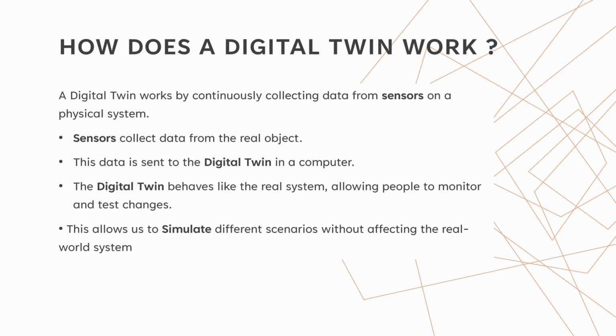So, how does a digital twin work? A digital twin works by continuously collecting data from the sensors of a physical system. The sensors collect data from the real object. Then, this data is sent to the digital twin in the computer. Then, the digital twin behaves like the real system, allowing the people to monitor and test changes. So, when the digital twin mimics the physical system, we can change the values of a particular sensor and see how our system adapts to it rather than changing it physically, which can have a physical impact and which is not very cost effective, which again allows us to simulate different scenarios without affecting the real world system.